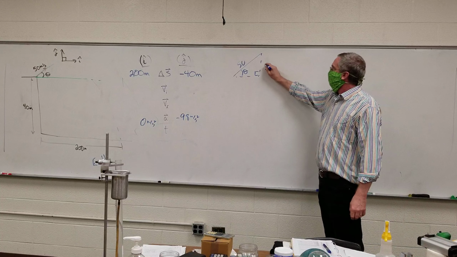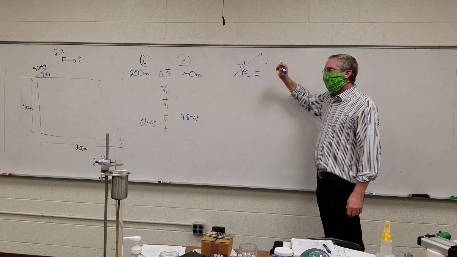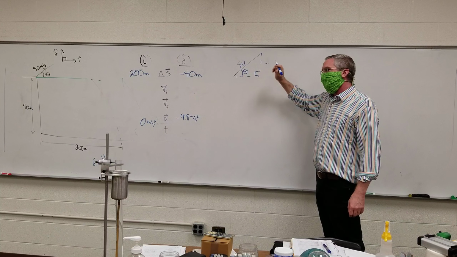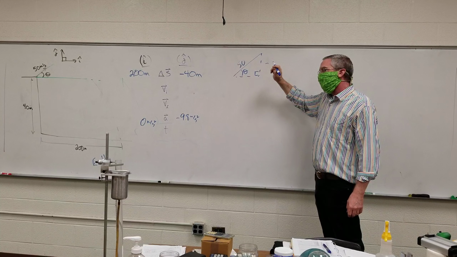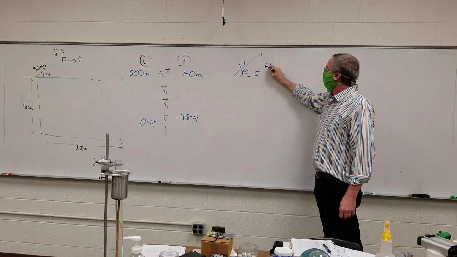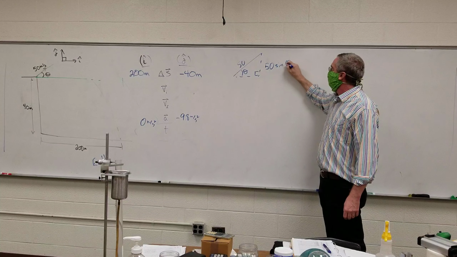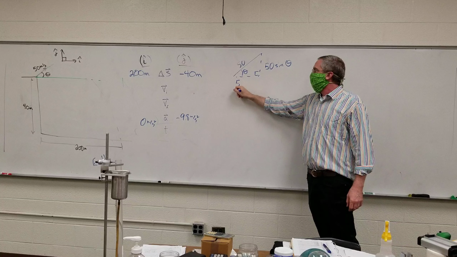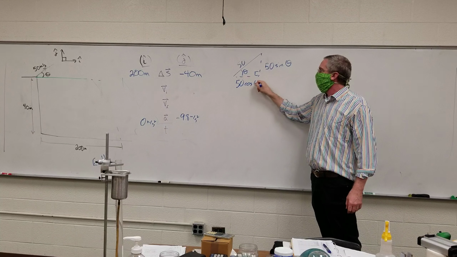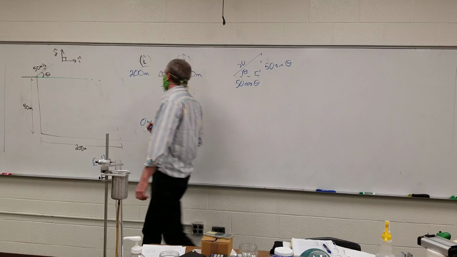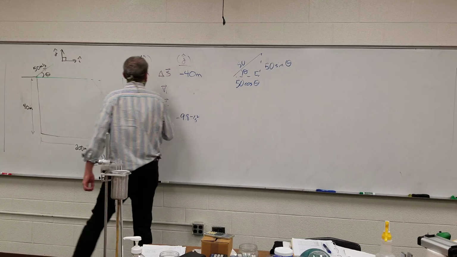50 sine theta. Right. 50 times the sine of theta. Okay. And then 50 times the cosine theta. And that's what we're going to put in here. So I have 50 times the cosine of theta here, 50 times the sine of theta there.